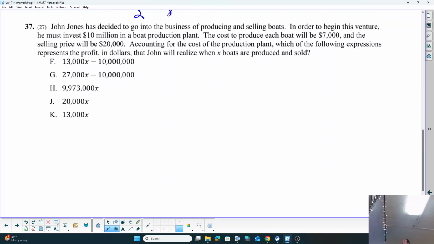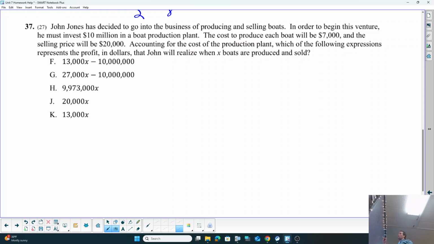John Jones has decided to go into business selling boats. In order to begin this adventure, he must invest $10 million in a boat production plant. The cost to produce each boat will be $7,000, and the selling price will be $20,000. Accounting for the cost of the production plant, which of the following expressions represents the profit in dollars that John will realize when x boats are produced and sold?